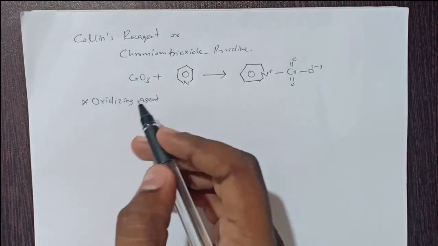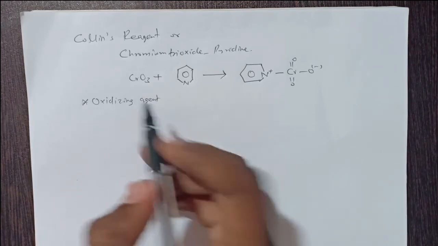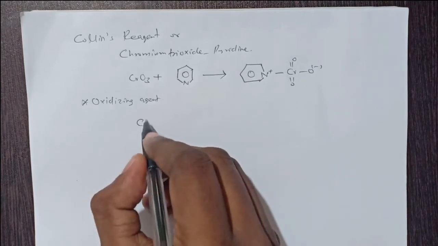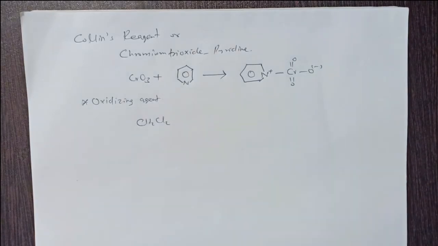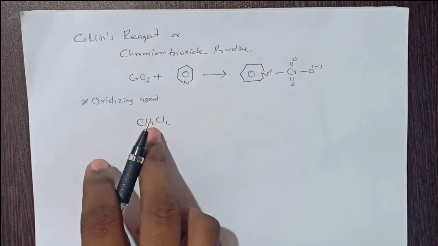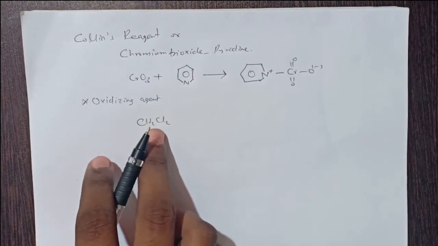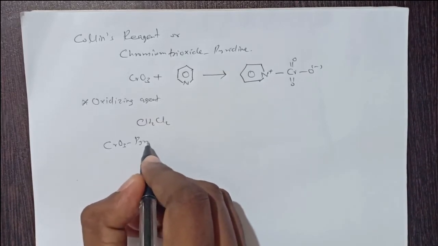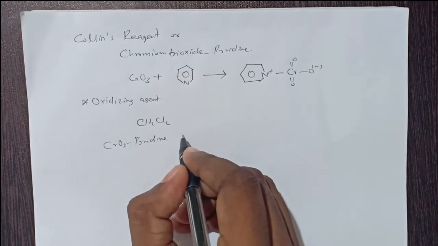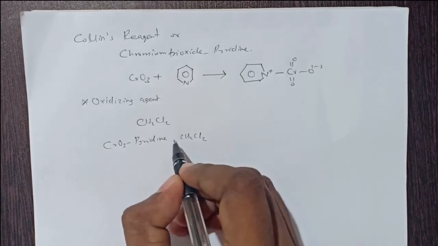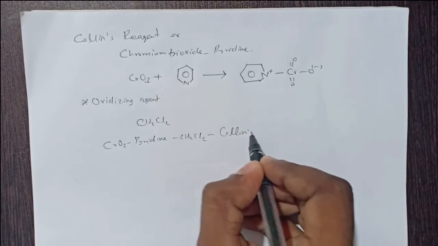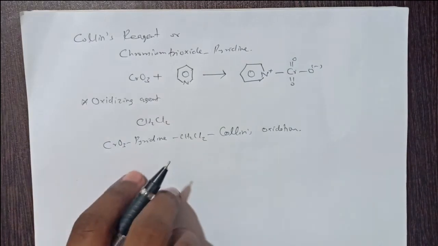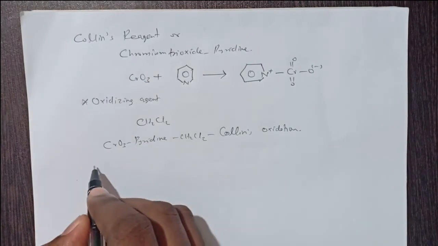The Collins oxidation is the oxidation by this reagent in presence of CH2Cl2, dichloromethane. That means the oxidation of alcohols with this CrO3 pyridine complex in presence of CH2Cl2 dichloromethane is known as Collins oxidation. And we are going to check some examples of this reaction.